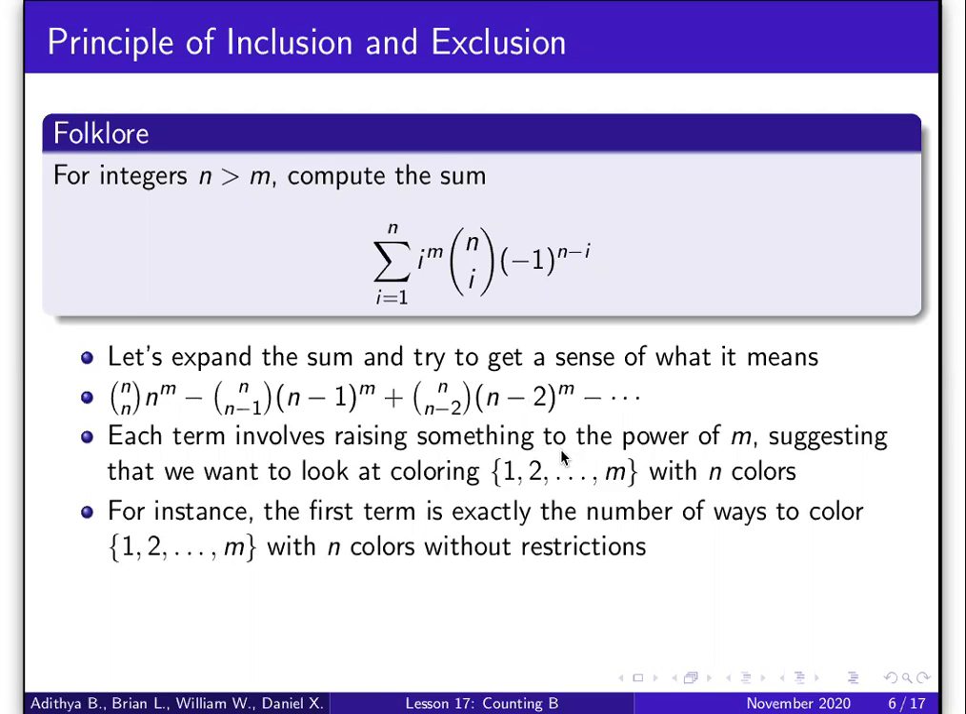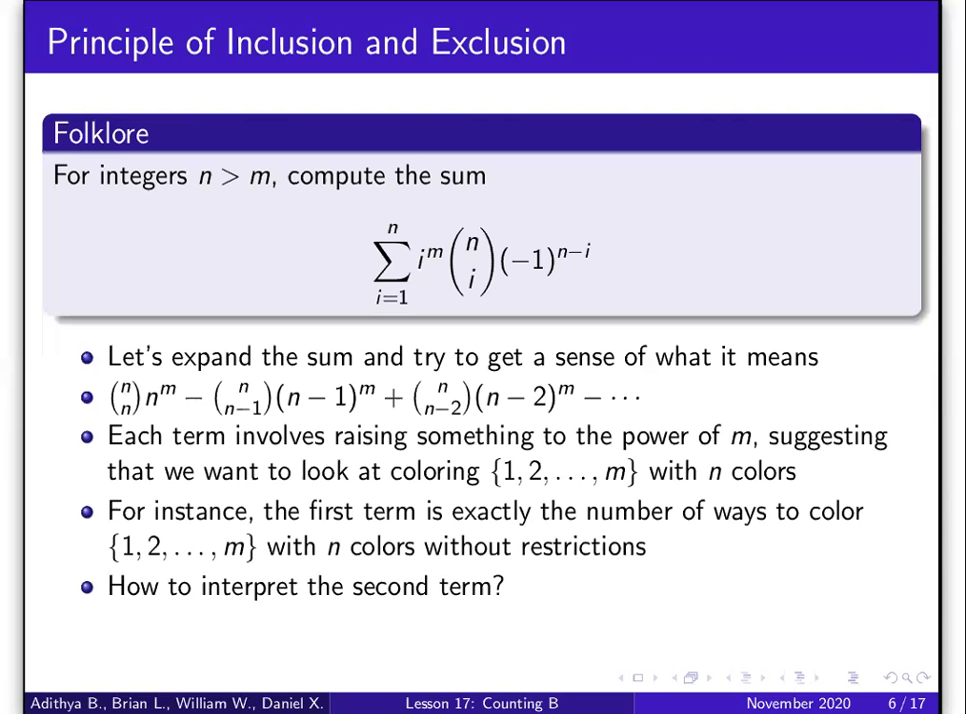And to be a bit more concrete, the number of the first term, n choose n times n to the m, is just the number of ways to color 1 through m with n different colors and no restrictions at all. Because for each of the m elements, you can choose one of n colors. So you get to choose from n colors m times, and hence n to the m. The second term and the subsequent terms are a little harder to interpret.